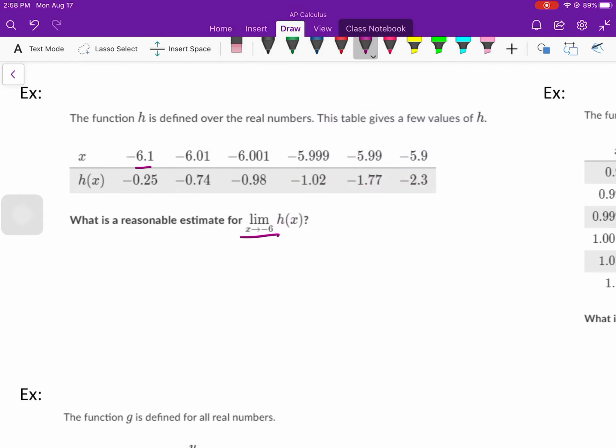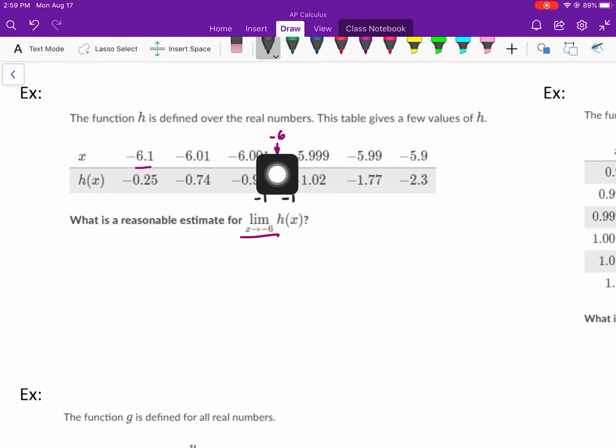So -6 would exist right here. From the left, what's our output getting close to? Well, -0.25, -0.74, -0.98. Looks like it's getting pretty close to -1. I'm going to put -1 right there. We'll double check it. Let's look at the right side. As we get closer and closer, -5.9, -5.99, -5.999, as we get close to -6, look at this, -2.3, -1.77, it's dropping, -1.02. We're getting really close to -1.